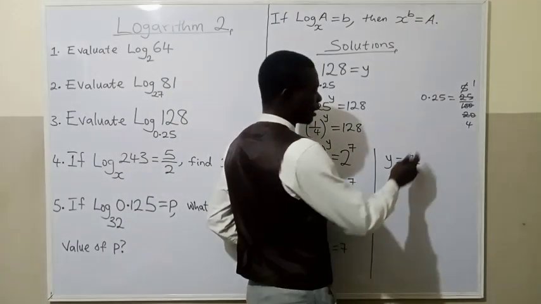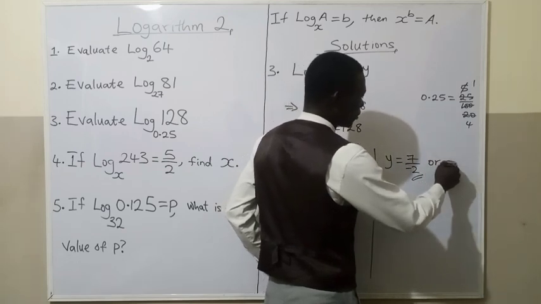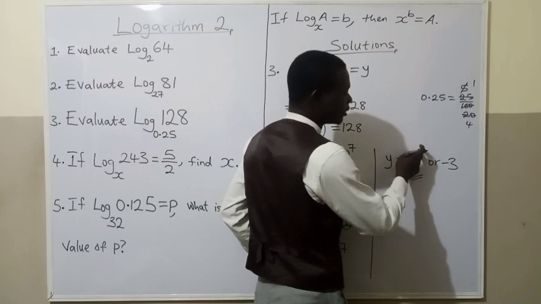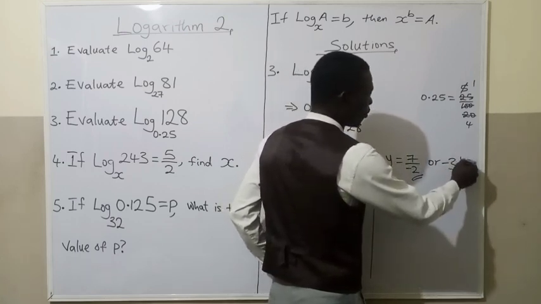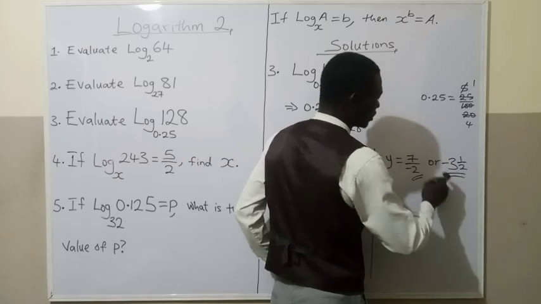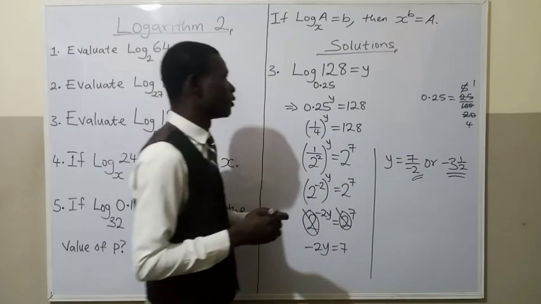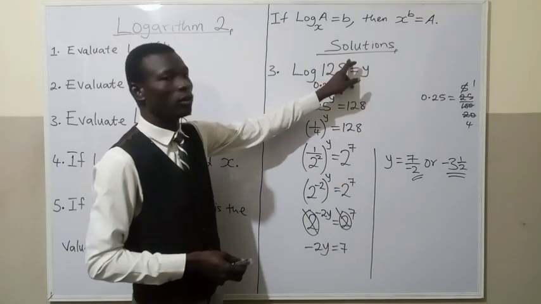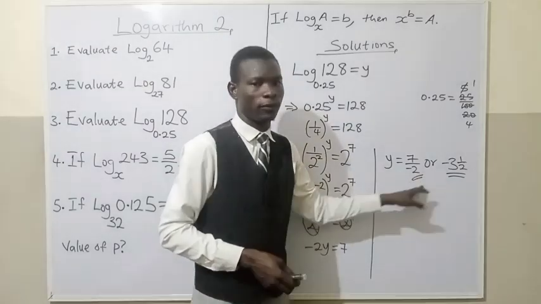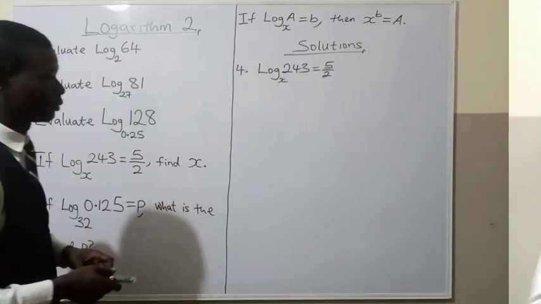So our solution is either 7 over negative 2, if we like, or negative 3 whole number, because 2 can go in 7 3 times. So negative 3 whole number 1 over 2. So either of these two solutions again is the value when we evaluate log 128 to base 0.25. These two values are what we have. Thank you. So we move on to number 4.